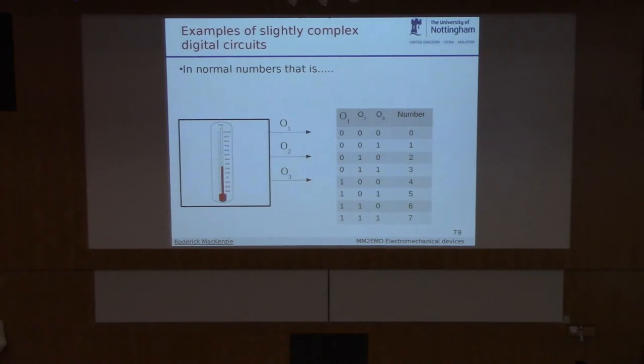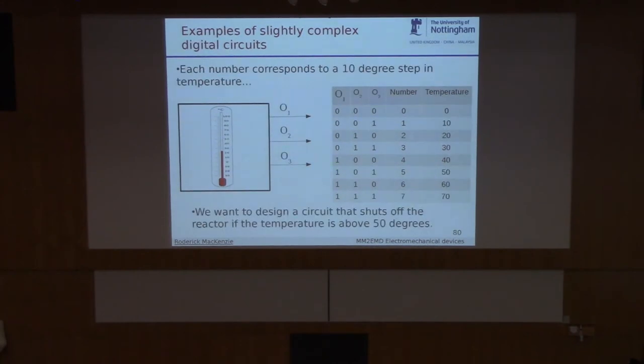Now, the thermometer is quite a crude thermometer. Corresponding to this 0, 1, 2, 3, 4, 5, 6, 7, the temperature is either 0, 10, 20, 30, 40, 50, 60, or 70. And we want to design our circuit to cut off the nuclear reactor, or just to stop it, when the temperature goes above 50 degrees C. So we want our circuit to generate some type of special output for the case when we have 60 degrees or 70 degrees.